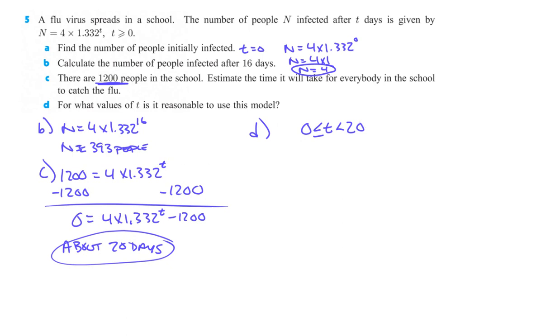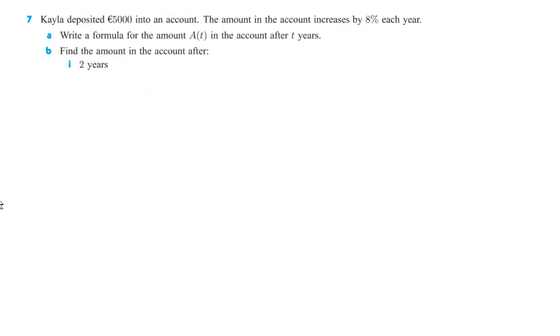Okay? Okay. Let's look at 7. Kayla deposited 5,000, I think that's euros, I can't remember, into an account. The amount in the account increases by 8% each year. Write a formula for the amount A of t in the account after t years. So basically, let's come up with a formula here is what they're getting at.